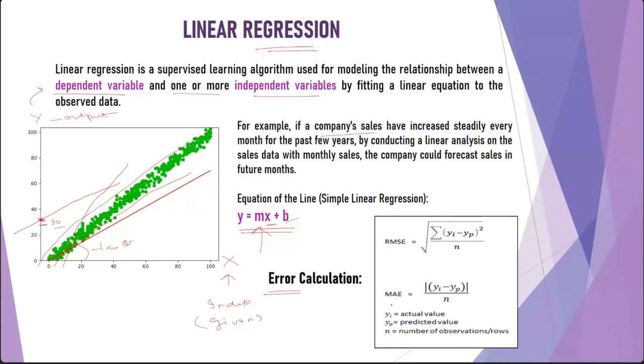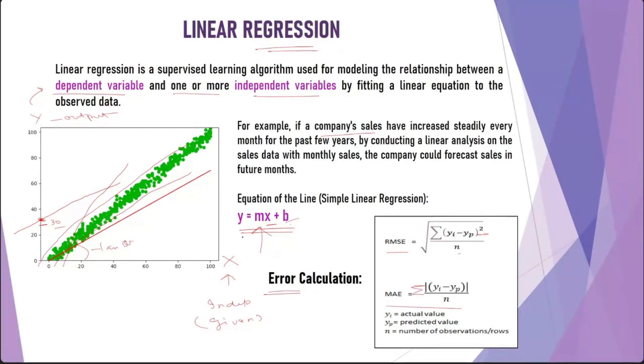Okay. So the error can be given through two formulas, that is mean absolute error and root mean square error. The formula says that it is the summation of the absolute difference between the actual value and the predicted value divided by the number of observations. And for root mean square error, it is the square of the actual value subtracted by the predicted value, divided by n, and then the root over. Okay, these are the two formulas for error calculation.